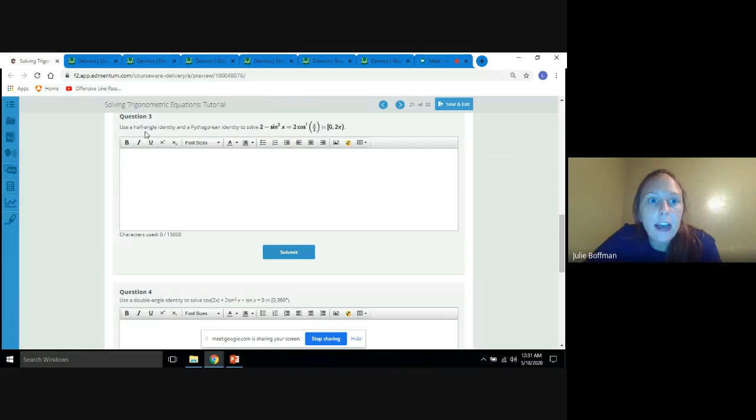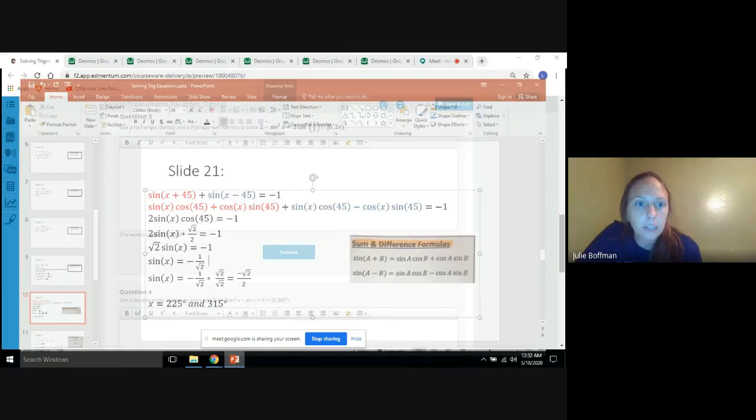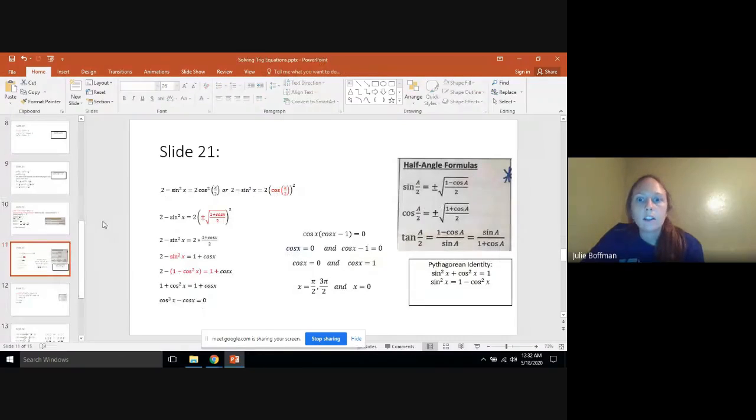Okay, this one says use a half angle identity and a Pythagorean identity to solve this equation in the interval 0 to 2 pi. So it wants it in radians. Okay, so this one's kind of a lot. So I put the half angle formulas here and your Pythagorean identity you're going to use here on this right side. We didn't use half angle identities, but you should know how to use a formula.